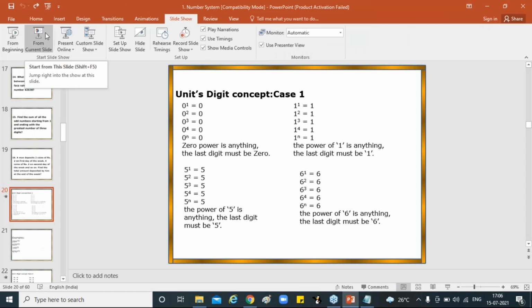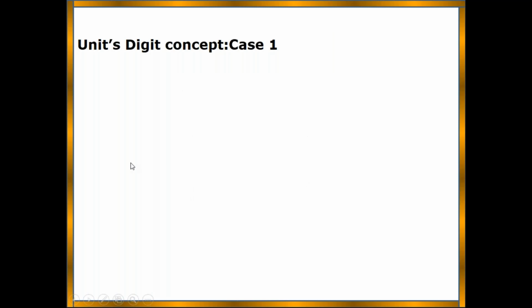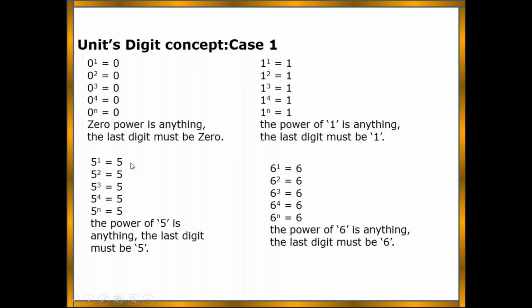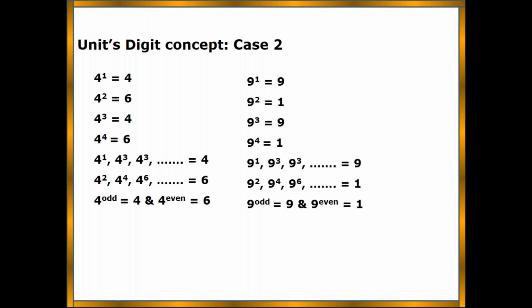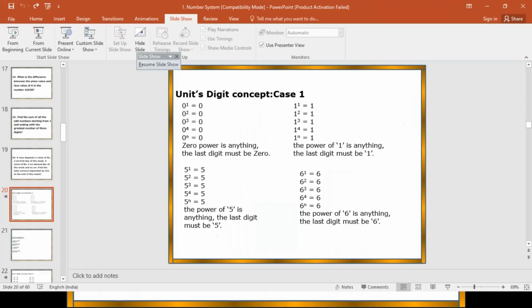So 4 power even is 6, 4 power odd is 4, 9 power even is 1, 9 power odd is 9. These are the things we covered yesterday. Did all of you understand? Right, on the third point: 0, 1, 5, 6 completed, 4, 9 completed.